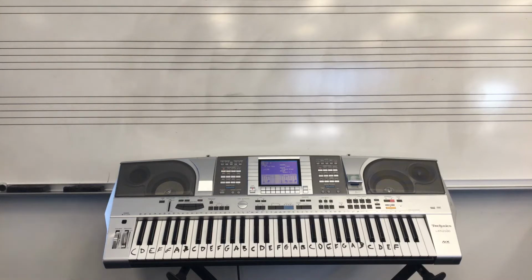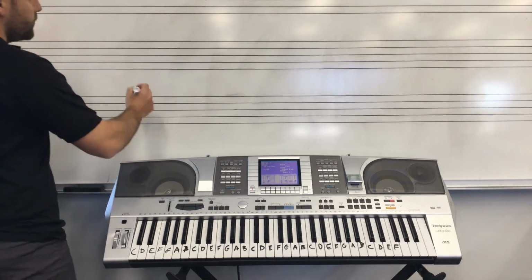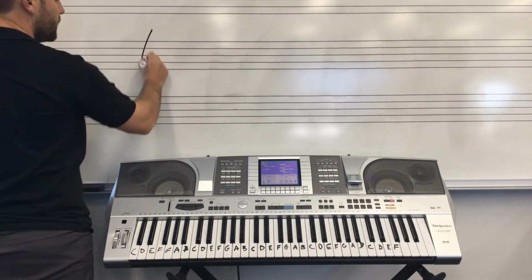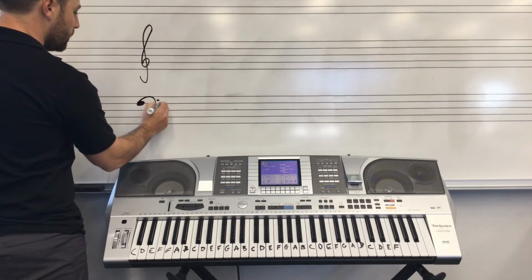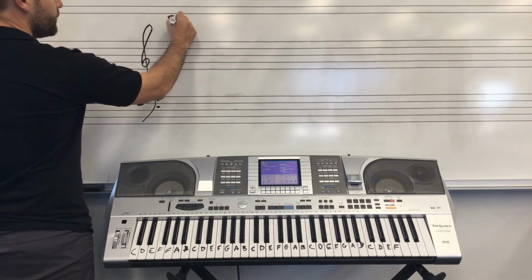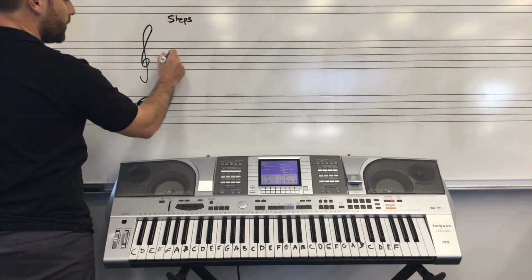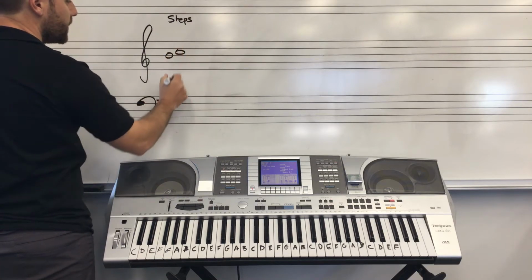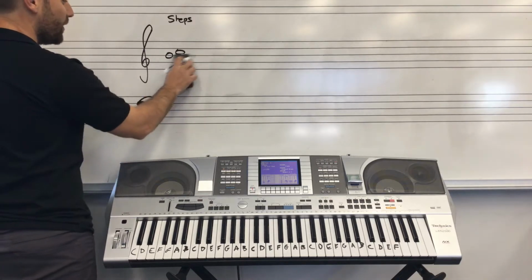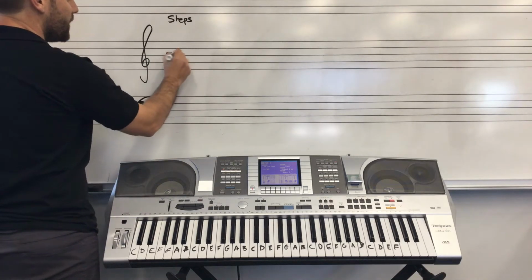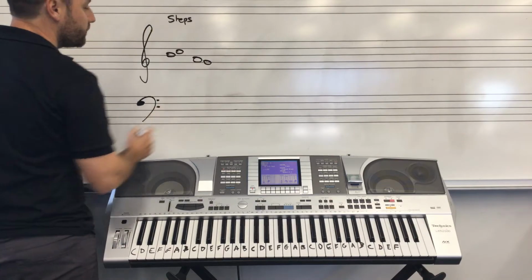All right, welcome to level 2 of our intervals. So just a quick recap of level 1. In level 1, we had steps, which is when they're right next to each other, line to the next space or space to the next line.